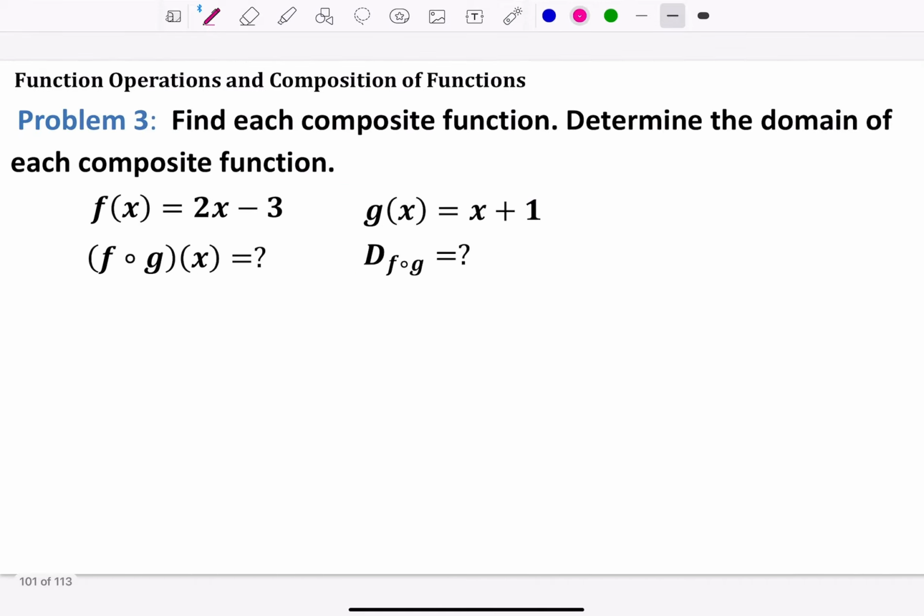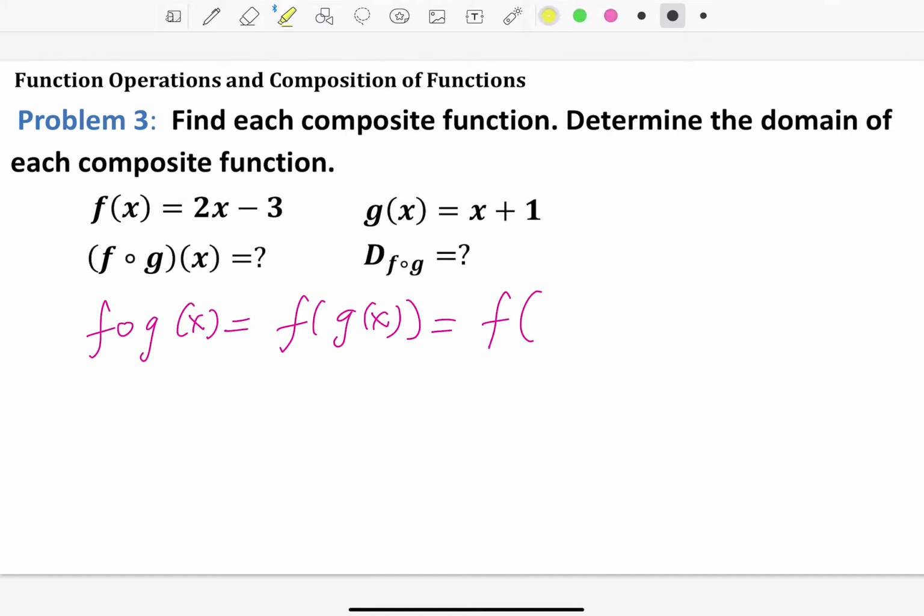Let's see some examples. Find each composite function, and determine the domain of each composite function. So we're given f of x and g of x. We want to find the composition and we want to find the domain of it. So the composition f of g of x can be found by replacing the x inside the f function by the new x. So the new x is going to be x plus 1 now. What is f of x plus 1 going to equal?